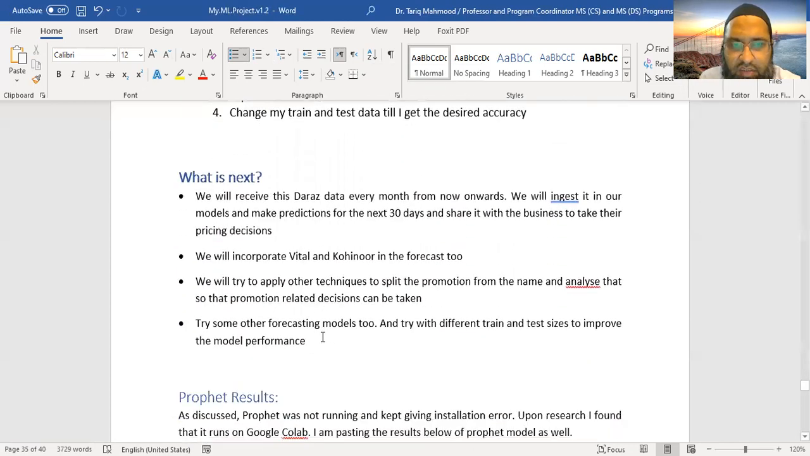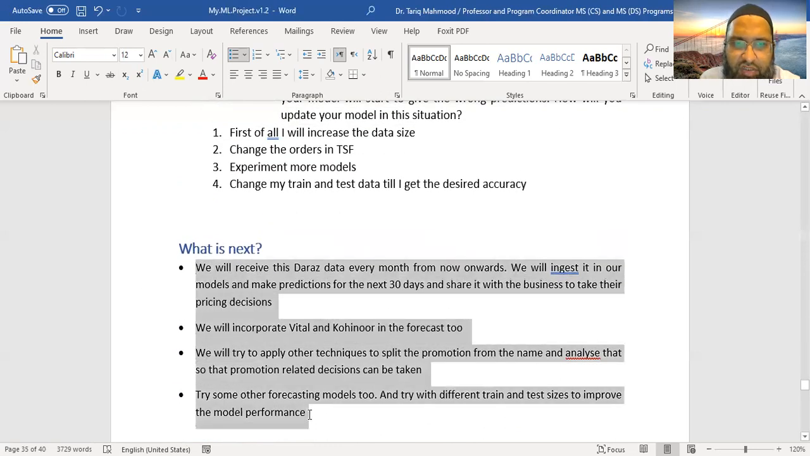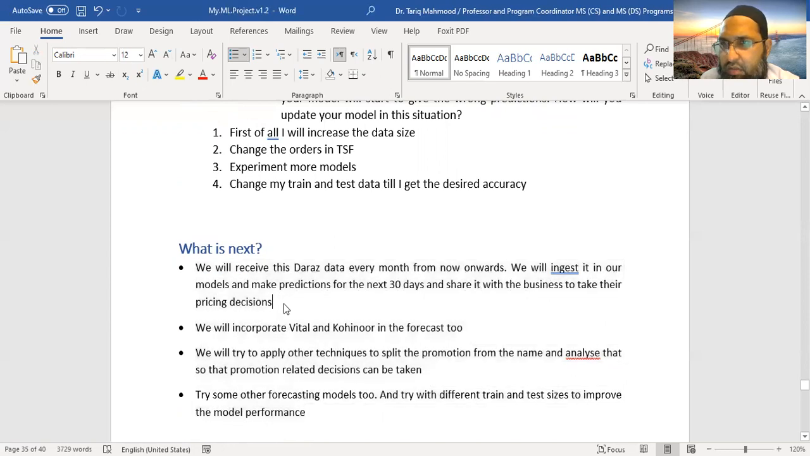Now the effect of this project is this, which I want to stress to the viewers. We will receive this Daraz data every month from now onwards. We will ingest it in our models and make predictions for the next 30 days and share it with the business to take their pricing decisions. That's the impact which academia can make in the industry.